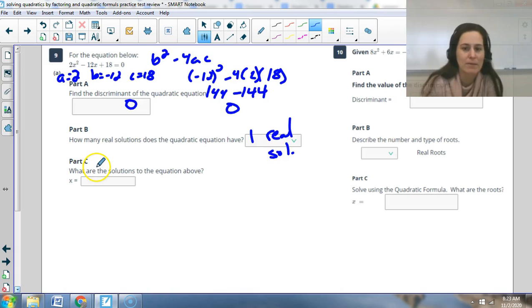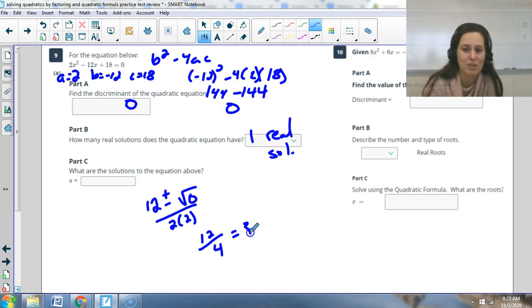And then we have to plug that in. So into the quadratic formula, we have negative b, or the opposite of b, so if it's negative now, it becomes positive, plus or minus square root of 0 all over 2 times 2. Well, we know square root of 0 is 0, so we're left with 12 divided by 4, which is 3. And remember, there's only one answer. That's it. So in number 10, we have to rewrite this in standard form.